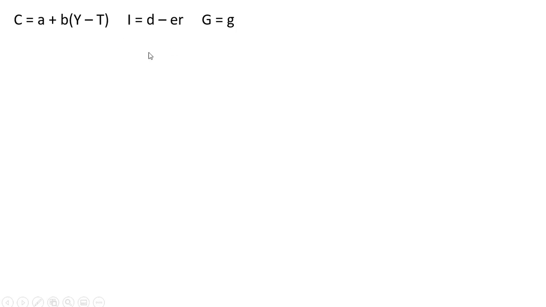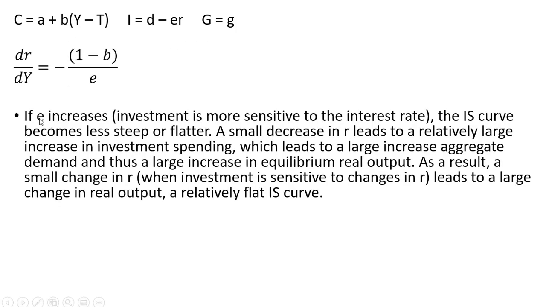And just rewriting those equations again. We see here if e increases, and that means investment is more sensitive to the interest rate. So look at this investment function. If e were to increase, investment would be more sensitive to the real interest rate, and that's going to make the IS curve flatter, less steep.